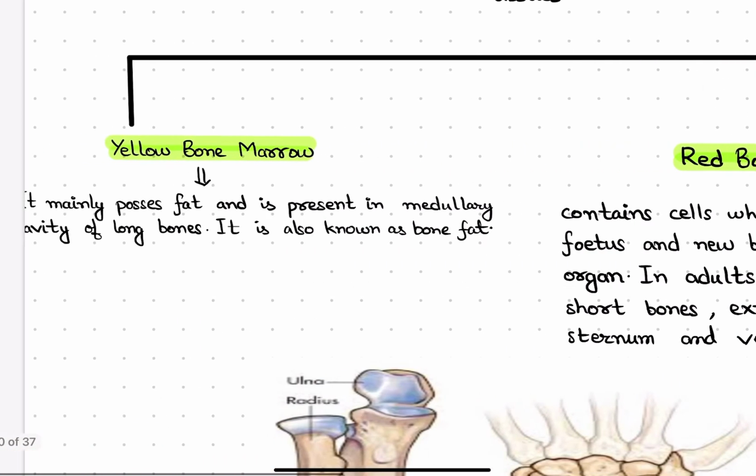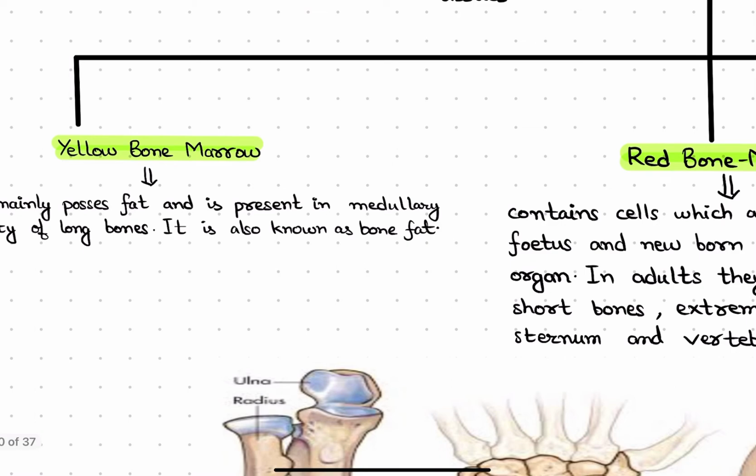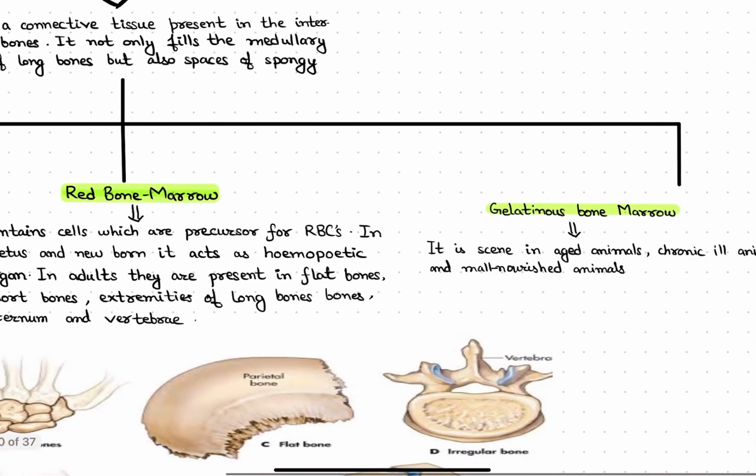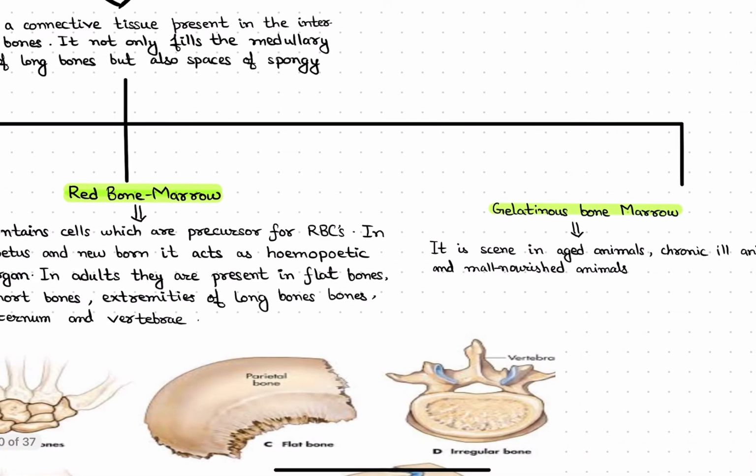Now the next important bone marrow is yellow bone marrow. It mainly possesses fat, and it is also known as bone fat. Now the third, and it may seem new to you, is gelatinous bone marrow. It is seen in aged animals or chronic ill animals. You may know this term, chronic ill. Chronic ill animals are those animals which are having a particular disease for a long time, and undernourished animals also have this gelatinous bone marrow.